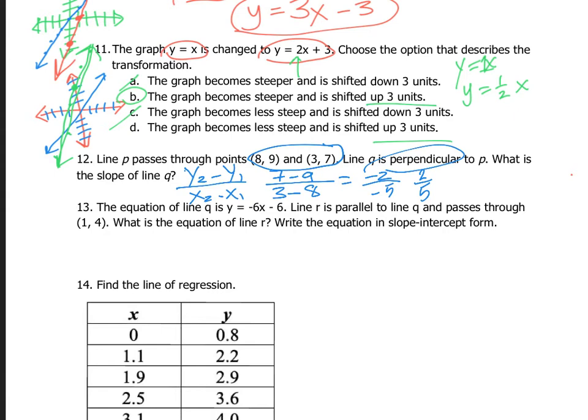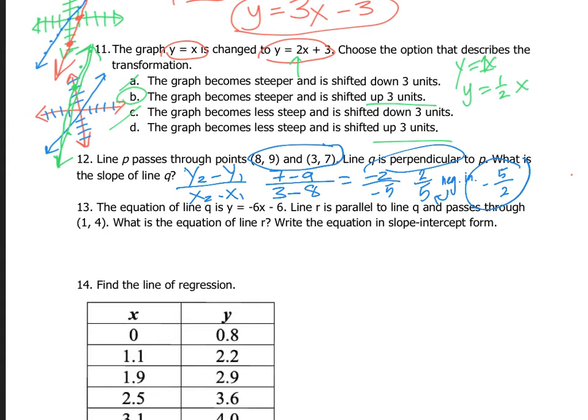However, this is asking for the slope of line Q, which is perpendicular. So I need to take the negative inverse of this. So I need to flip the fraction, put 5 over 2, and then add a negative, and that is my slope of that perpendicular line.